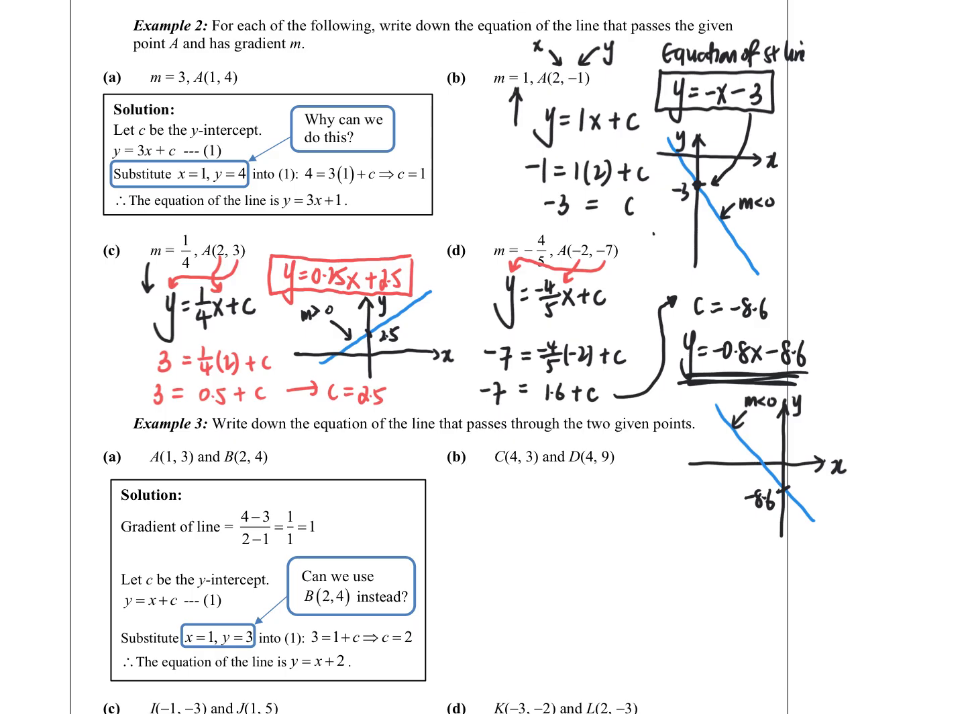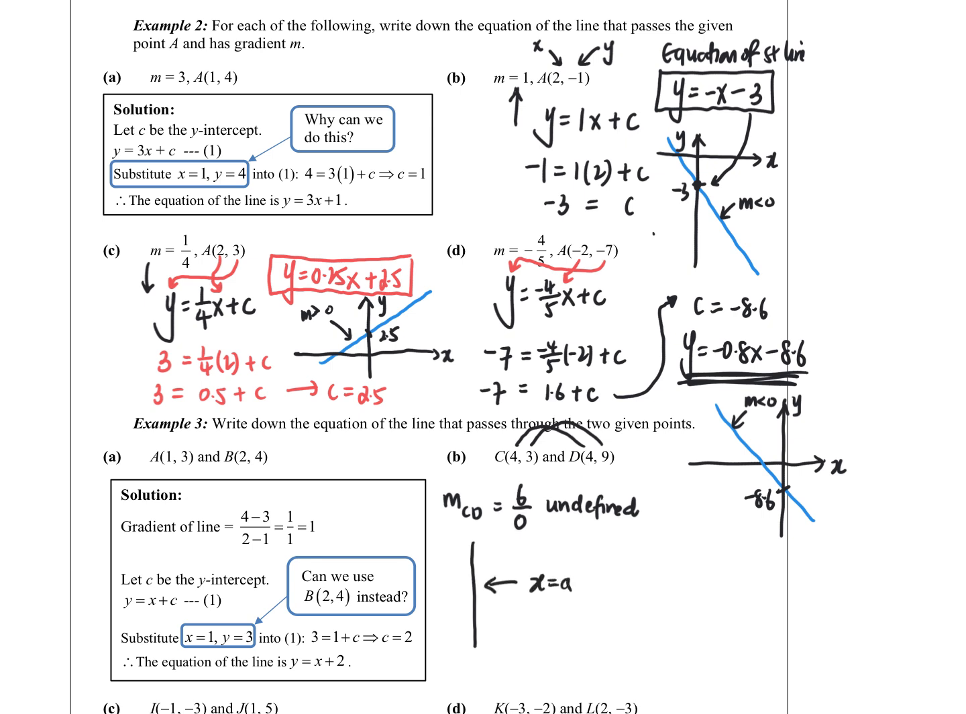Okay, but what if they don't give me the gradient? They give me 2 points. Then you just find the rise over run. Yes, so you just find your own gradient. So find the gradient of CD by using the formula. So y2 minus y1 is 6, x2 minus x1 is 0. So this one is undefined. So when your gradient is undefined, you know it's a vertical line. So your equation must be x equals to a.